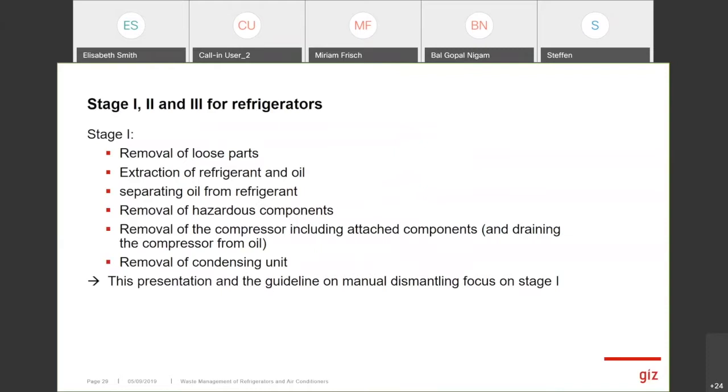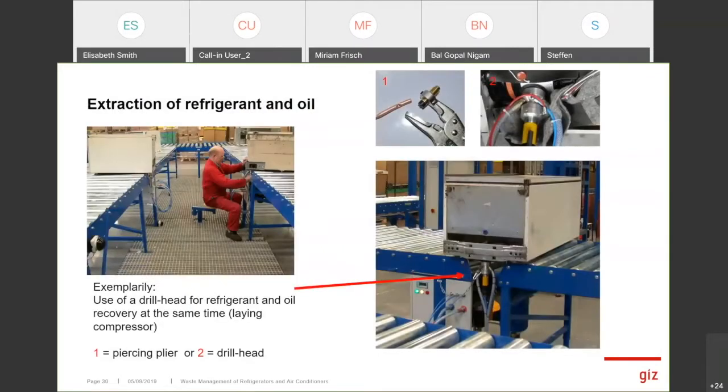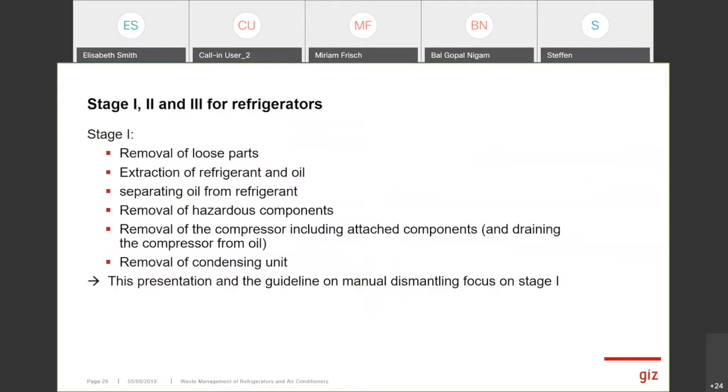Removal of the compressor, including attached components, draining of the compressor from oil, and removal of condensing unit if we have appliances in manual disassembling process. This presentation and the guideline on manual dismantling focus generally on stage 1, but I think I already mentioned that at the beginning.